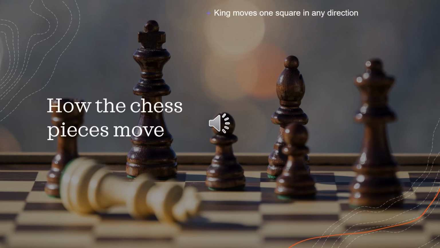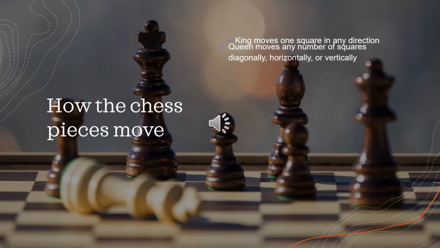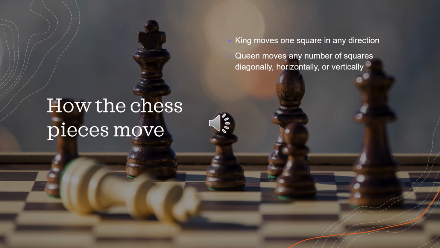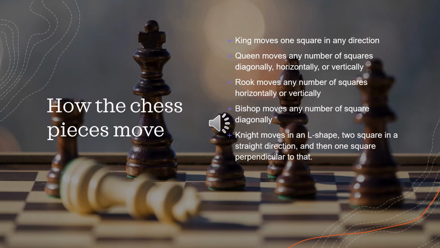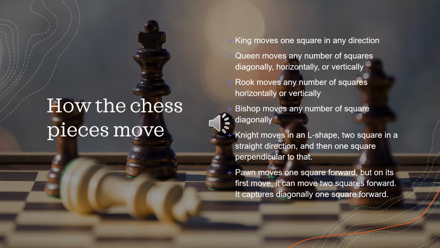How do the chess pieces move? The king moves 1 square in any direction. The queen moves any number of squares diagonally, horizontally, or vertically. The rook moves any number of squares horizontally or vertically. The bishop moves any number of squares diagonally. The knight moves in an L shape, 2 squares in a straight direction, and then 1 square perpendicular to that. The pawn moves 1 square forward, but on its first move, it can move 2 squares forward. It captures diagonally 1 square forward.